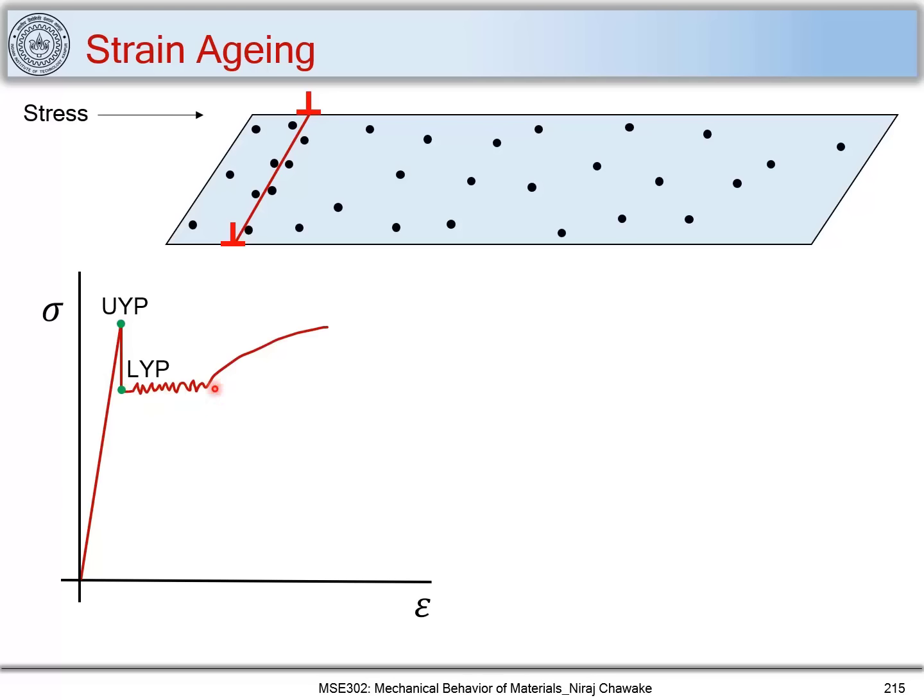So we have seen that here there is a formation of Luder bands, and once it covers the entire region of the sample, you have this homogeneous deformation occurring. We have seen why these Luder bands form, and why there is a yield drop here. We have seen all this.